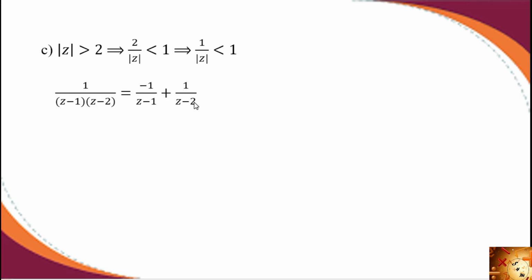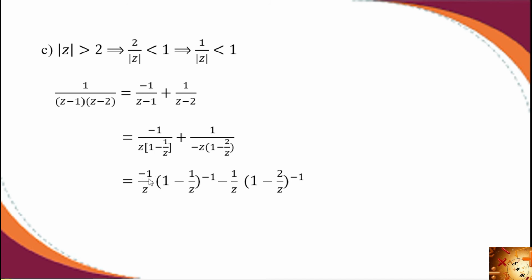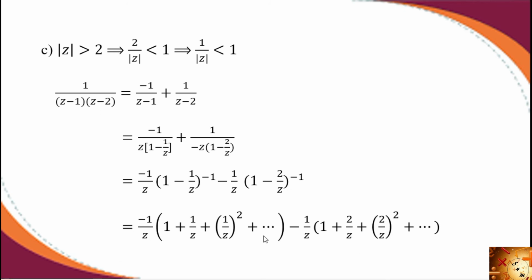Our function is this one. So here from the first fraction we want to take z outside, and from the second fraction we want to take z outside. So minus 1 divided by z into 1 minus 1 by z plus 1 divided by z, we get 1 minus 2 by z. So answer will be minus 1 by z into (1 minus 1 by z) whole power minus 1 plus 1 by z into (1 minus 2 by z) whole power minus 1, and giving the expansion, answer is like this.